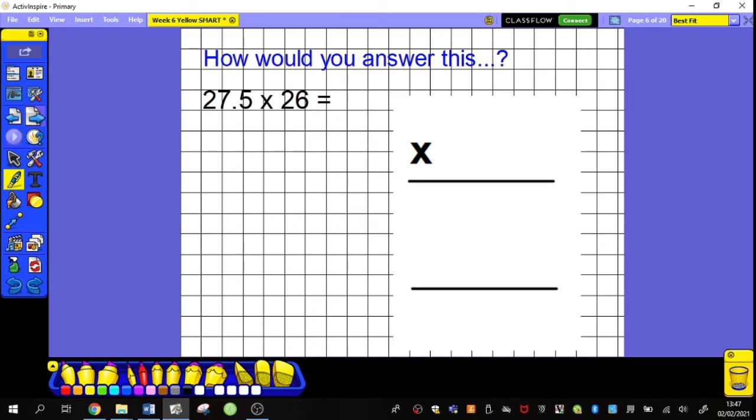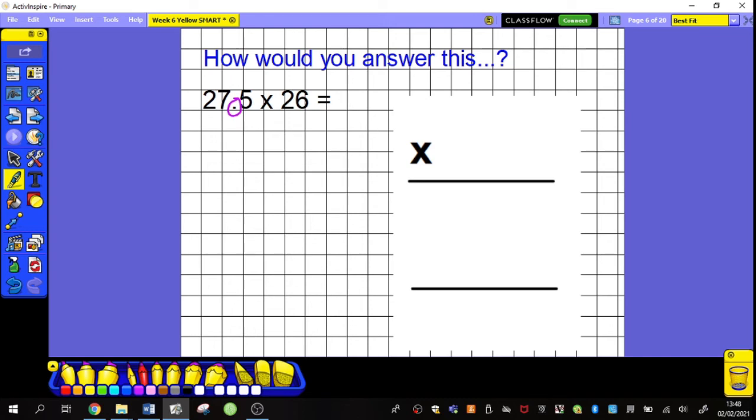Okay, final part to this lesson then, task 4. How would you answer this? I've got 27.5 times 26. My problem here is this decimal place. That's what's making it difficult for me.